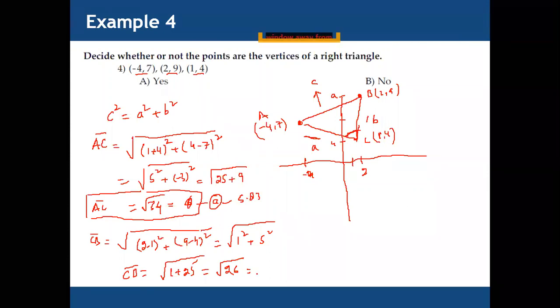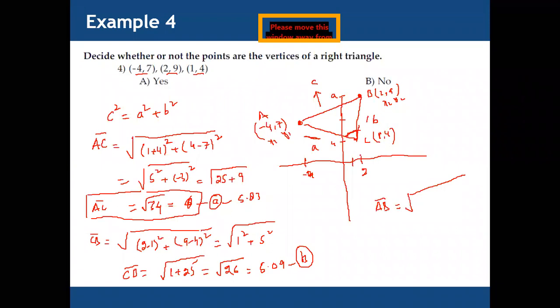5.83. Now 26 under the root equal to 5.09. Same, we need to find C distance. This is actually B, so finding A and B distance. So for AB, again we use same distance formula. If we use these values, x2, y2, and this one x1, y1.